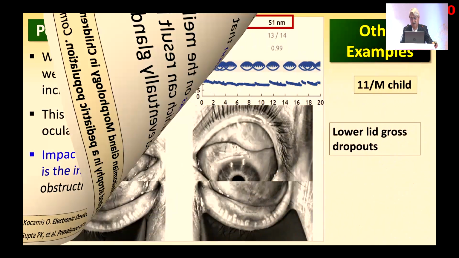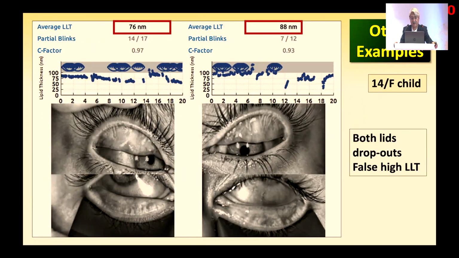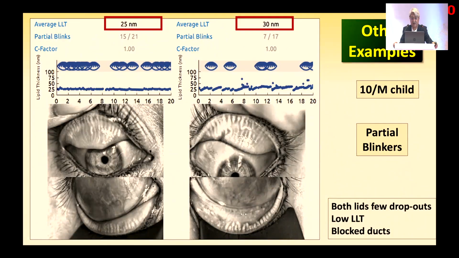So we see another child, this is an 11-year-old child and you see the meibomian gland, it is horrible. So when this child is at our age, what will his or her meibomian gland be like? We are always really worried about this. Then this is another gross dropout, again false high because of too much squeezing. This is another example, 25, 30, you see the LLT and partial blink.